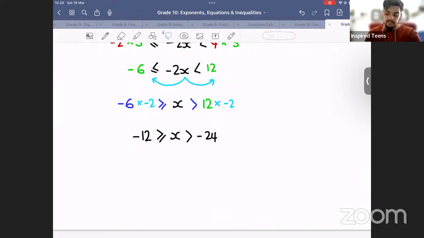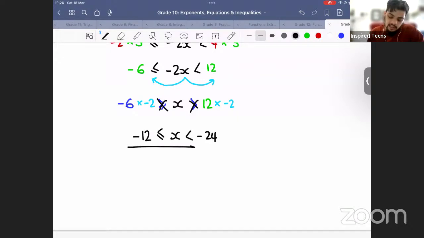So you see, it makes sense, right? When I flip it, x can be something greater than negative 24 but less than 12, that's a possibility. Let's just say we forgot this step and still kept it the other way around. It says here that x is greater than negative 12, but less than negative 24. That doesn't make sense.